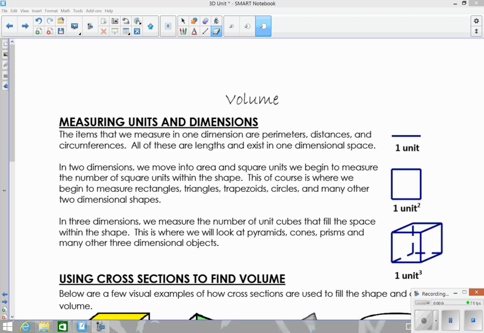Hi guys, today we're going to look at the volume of three-dimensional shapes. So before we do that, let's look at a little bit about the units that you'll be using.